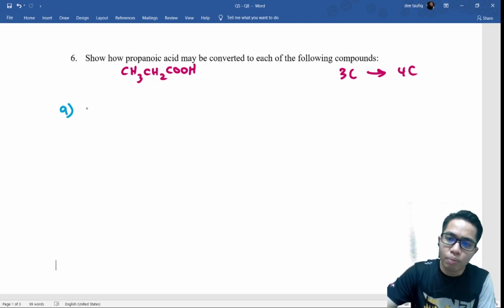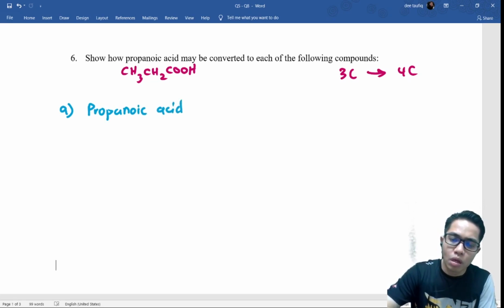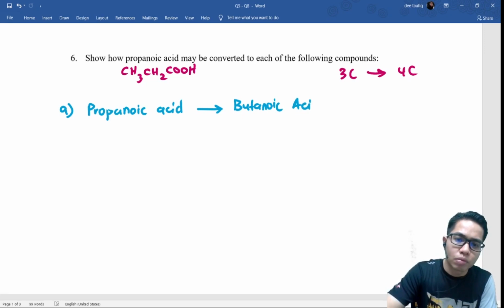Okay, so it wants from propanoic acid, propanoic acid converted into butanoic acid, from 3 carbon into 4 carbon.